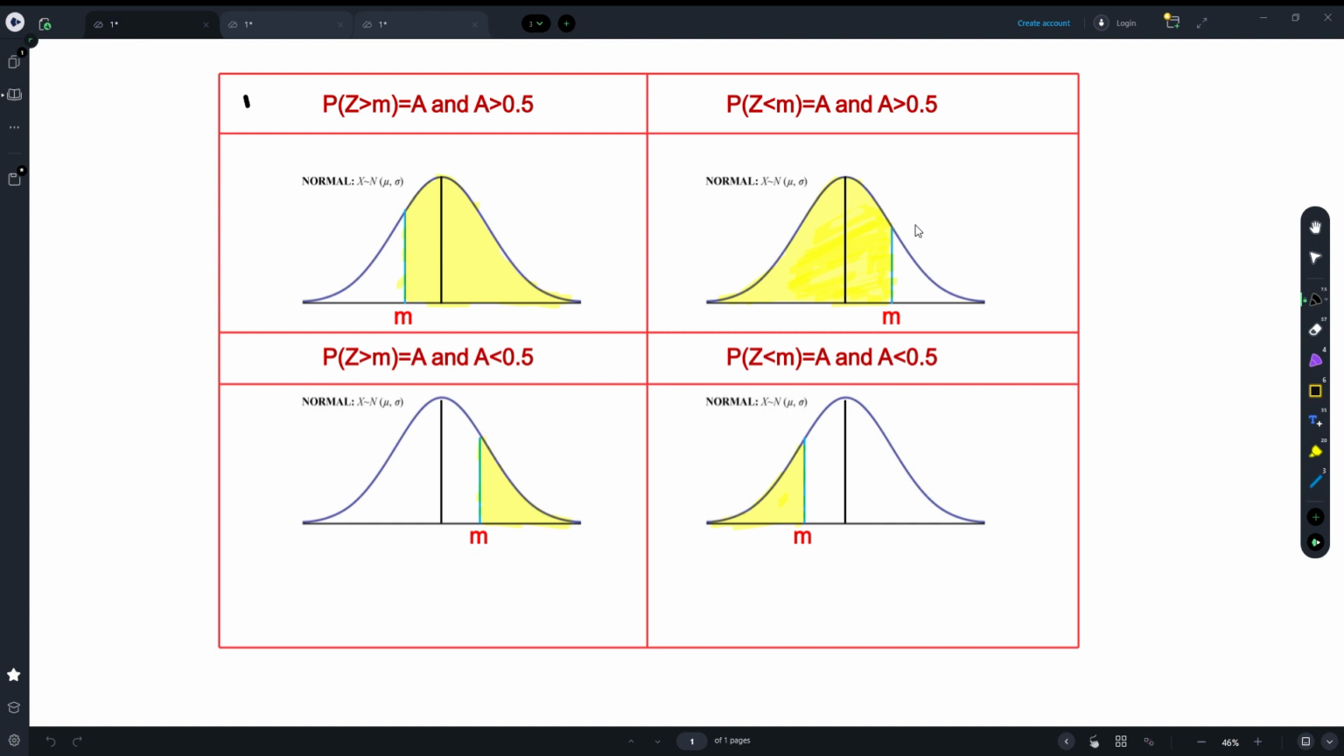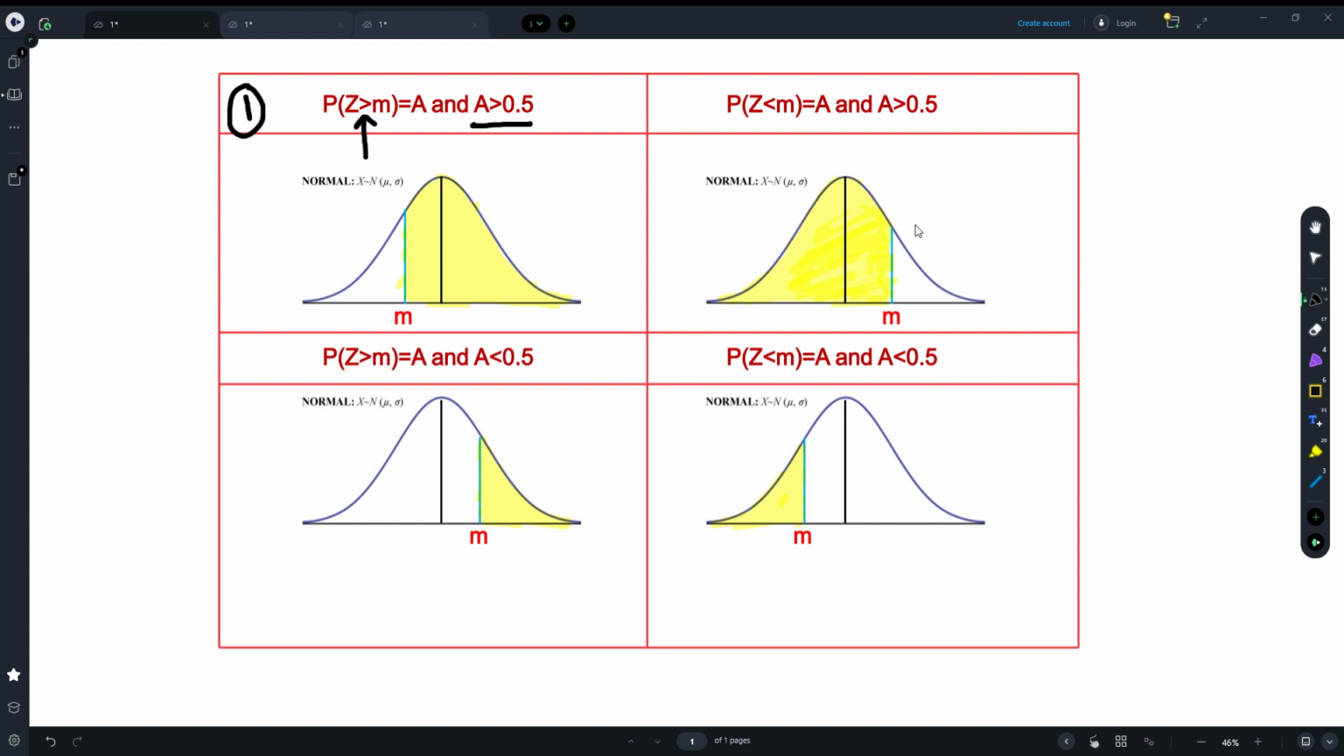If you observe statement number one here, we have probability z more than m equivalent to a certain value a. The a is the probability, which is also the area under the bell graph. If this area is more than 0.5, please take note, you have to check two pieces of information. One is the sign of the inequality. It is more than: probability z more than m, and the area is also bigger than 0.5. So your graph should look like this.